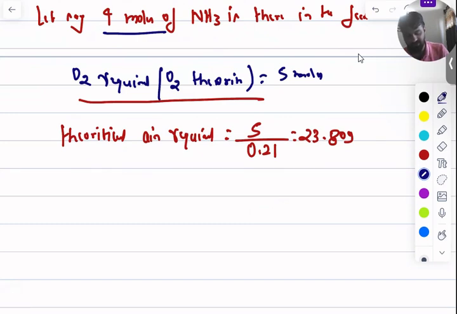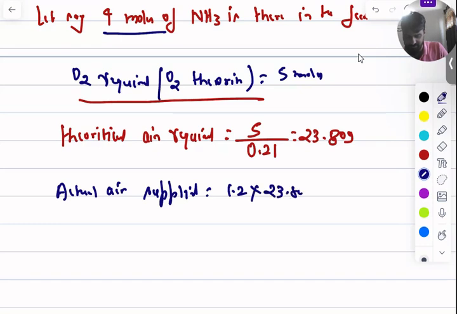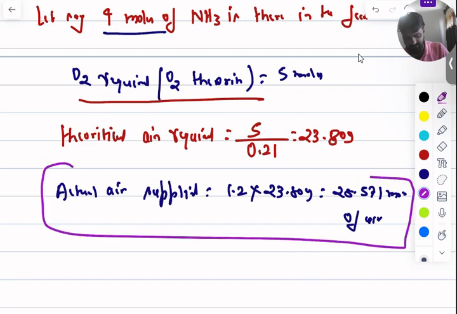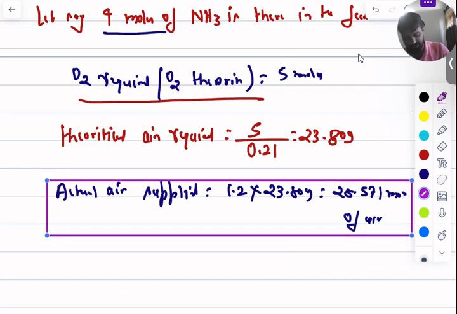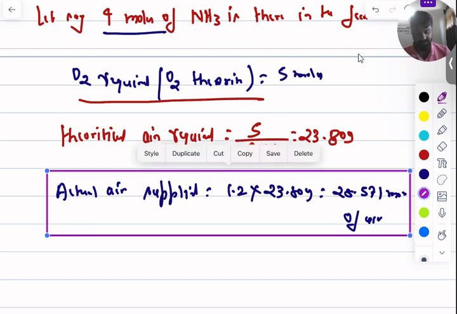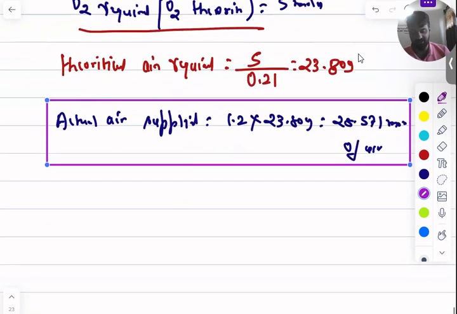So extra 20% of air is being supplied. So actual air supplied will be 1.2 multiplied with how much? 23.809. So that will give you 28.571 moles of air. So that much air is being supplied actually throughout the reaction, right?